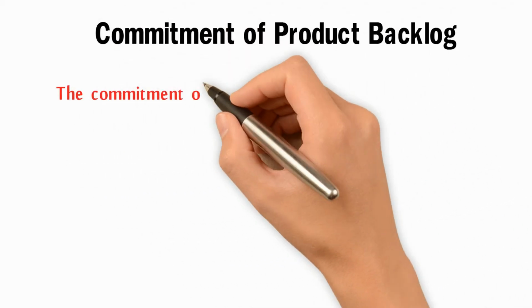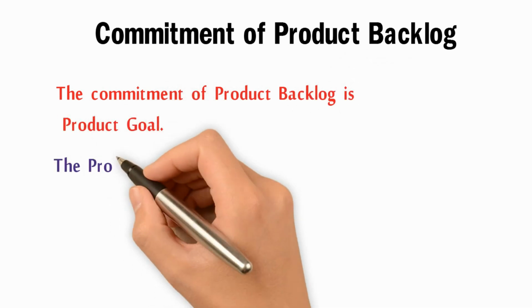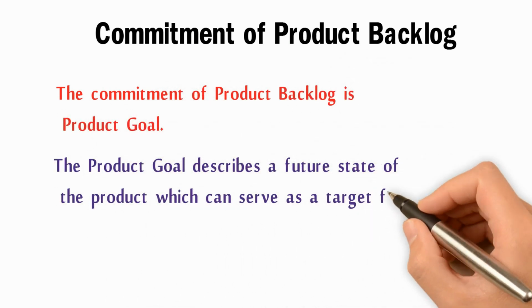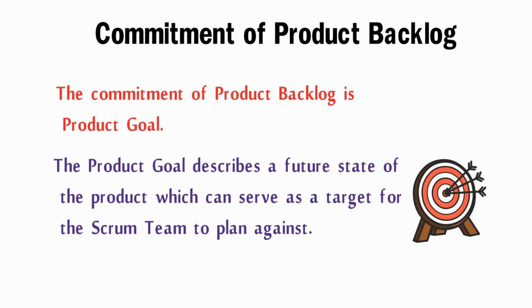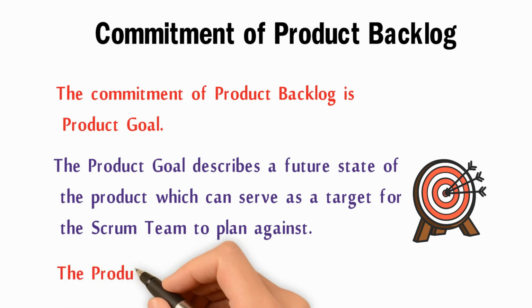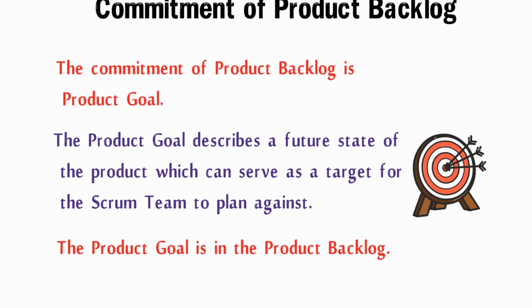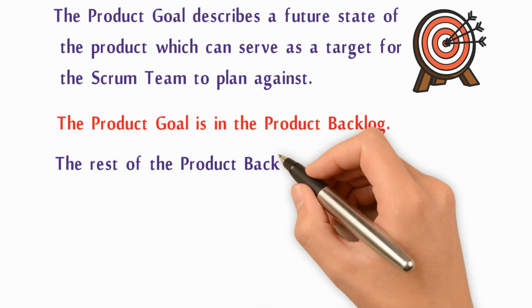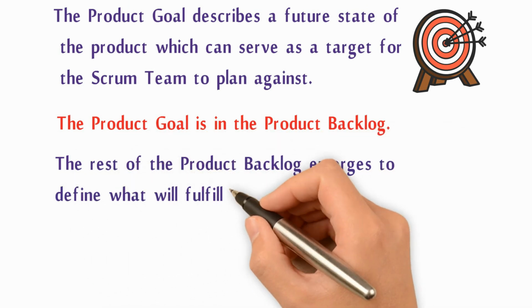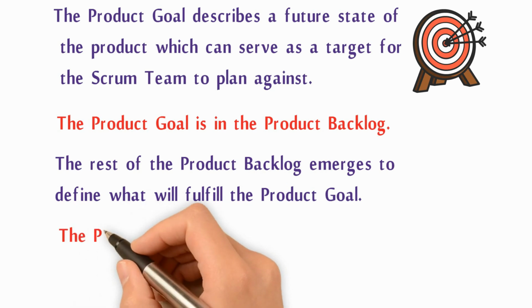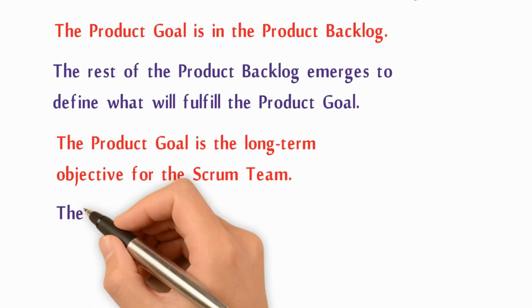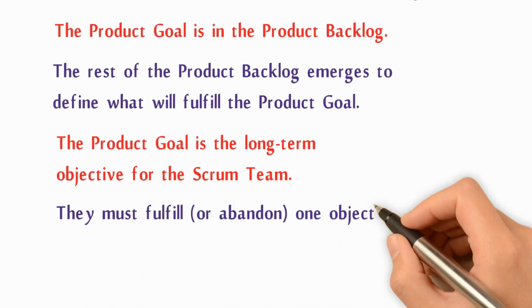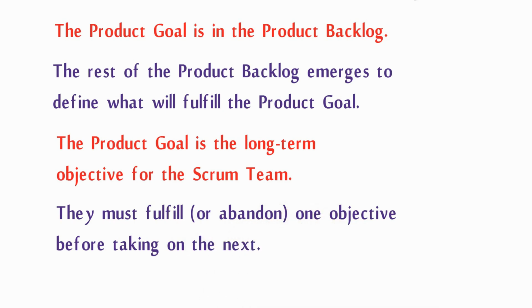Commitment of product backlog. The commitment of product backlog is the product goal. The product goal describes a future state of the product which can serve as a target for the Scrum team to plan against. The product goal is in the product backlog. The rest of the product backlog emerges to define what will fulfill the product goal. The product goal is the long-term objective for the Scrum team. They must fulfill or abandon one objective before taking on the next.